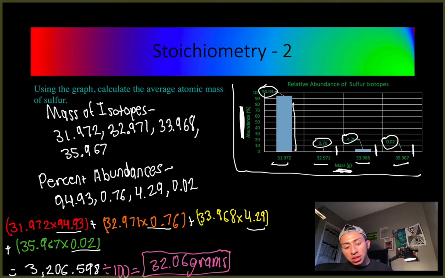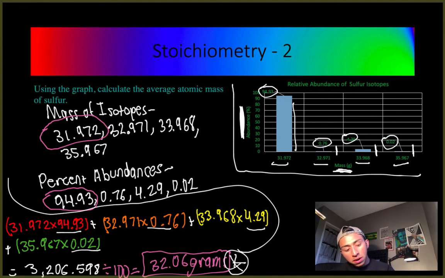Now, you can notice here our most abundant isotope was this one here. It was the isotope with a mass of 31.972 grams. It had a percent abundance of 94.93%. Since it was the most abundant, we should expect our average atomic mass to be close to this. And indeed, our average atomic mass was close to this value. These values are very close to each other. So this is a way to check your answer and to see if you're on track.